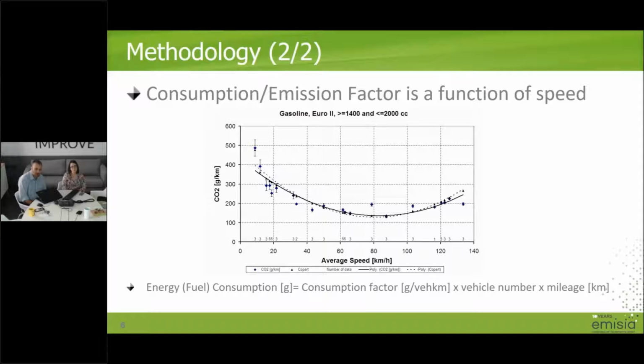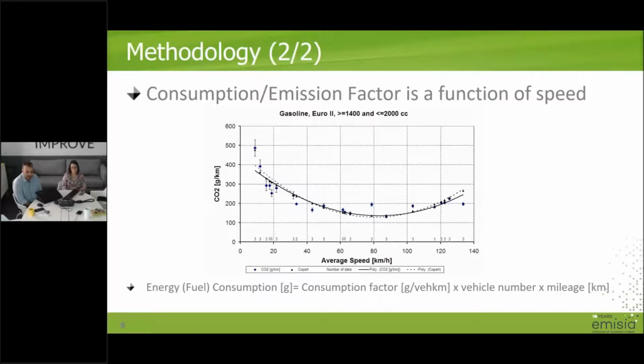Then we combine all those points to get an average function that describes each time a different, let's say, a different pollutant or a different characteristic. So in this specific image, what you see is the CO2 emissions of a gasoline vehicle in grams per kilometer. On the horizontal axis is the average speed of the vehicle, so how fast it is traveling, and on the vertical axis is the CO2 emissions.